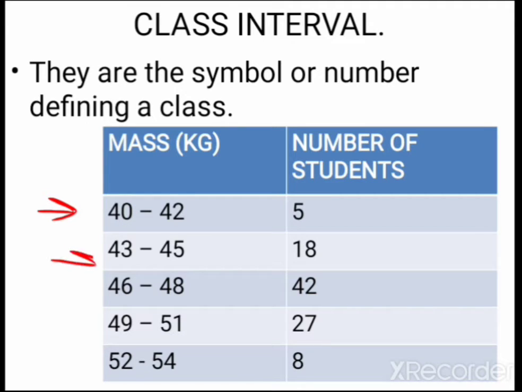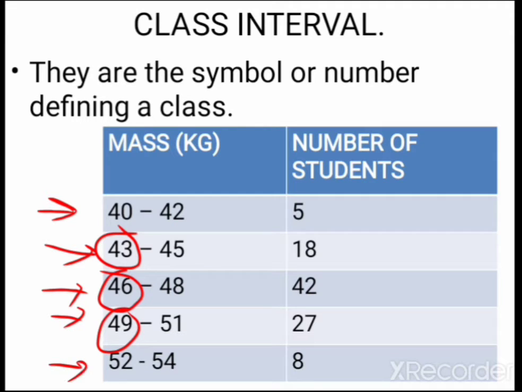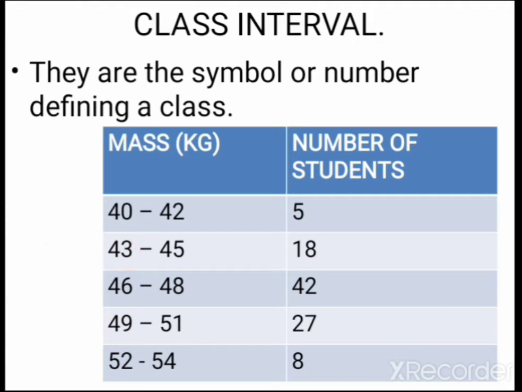Let's look at the second class. The second class is 43 to 45. This 43 is referred to as the lower class interval of that class. The least number that can fall into that class must be 43. Any number less than 43 cannot fall into that second class. A score of 42 or a mass of 42 will fall into the first class, but 43 is the least number that can fall into the second class. The lower class interval of the third class is 46, for the fourth class it is 49, and for the last class it is 52. So those are the various lower class intervals, and these are the upper class intervals.